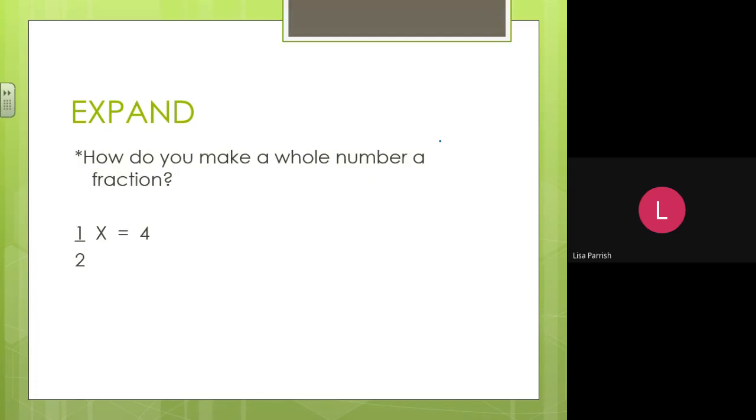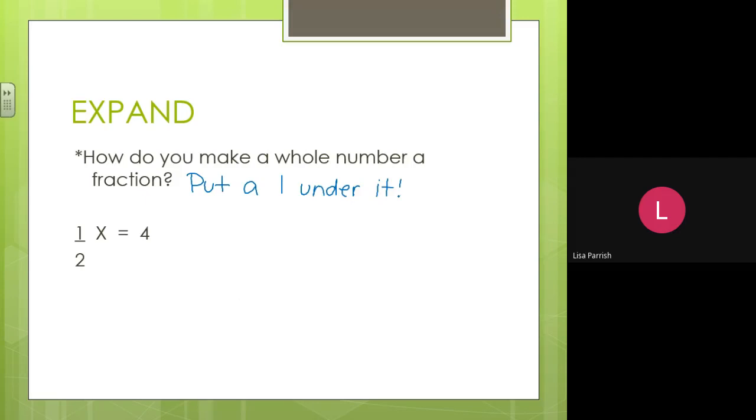All right, let's try one more with a fraction. It says, how do you make a whole number a fraction? Remember, how do you make a whole number a fraction? You put a 1 under it. Okay, if you forgot that, write that down. You put a 1 under it. So for this one, we have 1/2 times x equals 4.